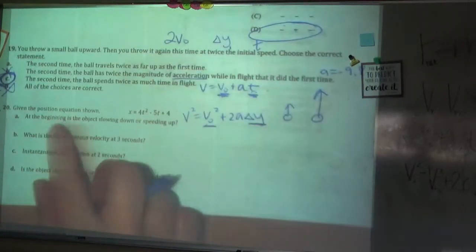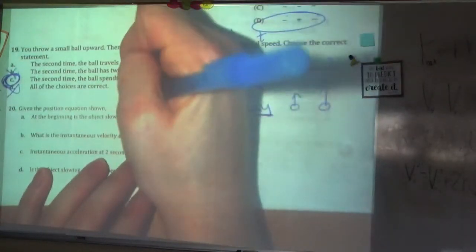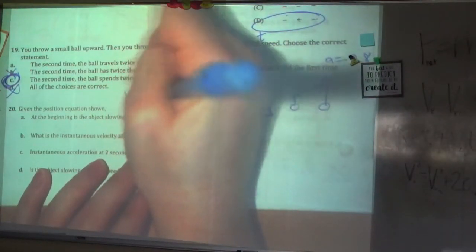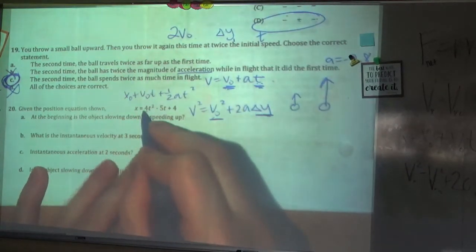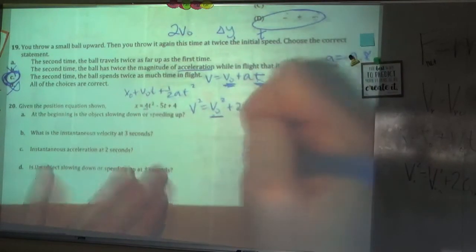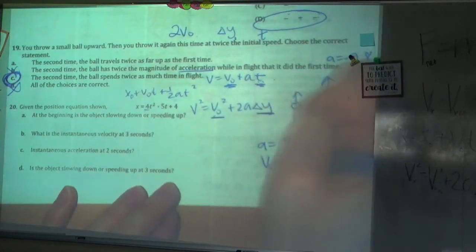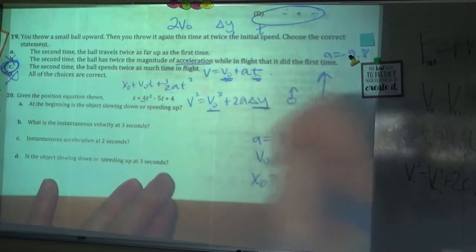Right, I've got a position equation. So let's first identify what this all is. This is like your x naught plus v naught t plus 1/2 at squared. So then the 4 right here is not my a, that's the 1/2 a. So then your acceleration is 8. The 5 is your initial velocity, the v naught t, negative 5t, and then 4 is my initial position.